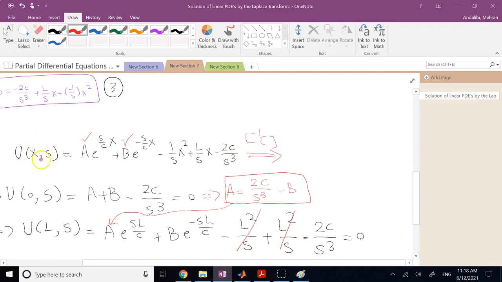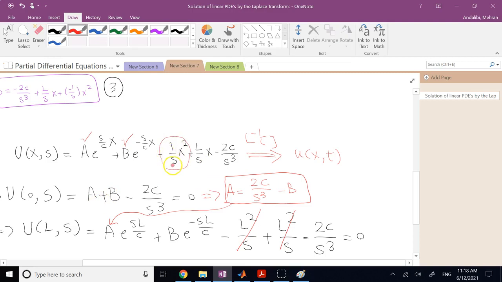And now that you got this, now you have to apply Laplace inverse. Laplace inverse of u of x and s is going to be small u of x and t. Now, if you can find the inverse of those terms, which is not going to be trivial, then you can solve for it. So, for example, what's the inverse of this?